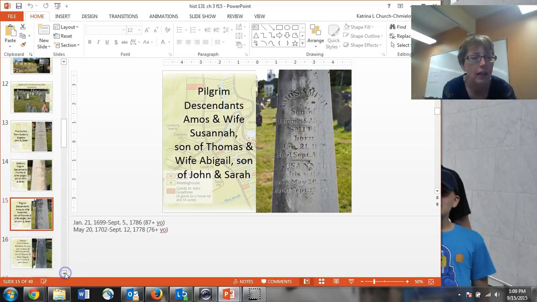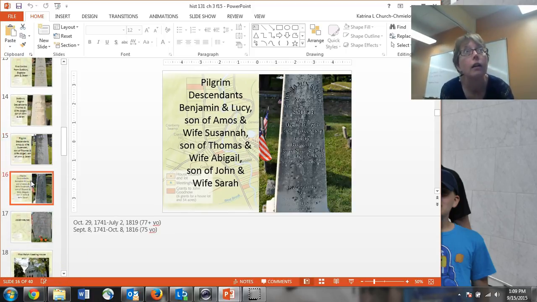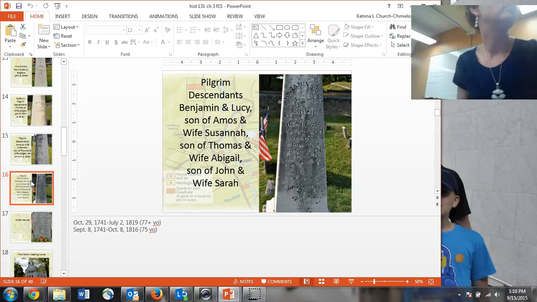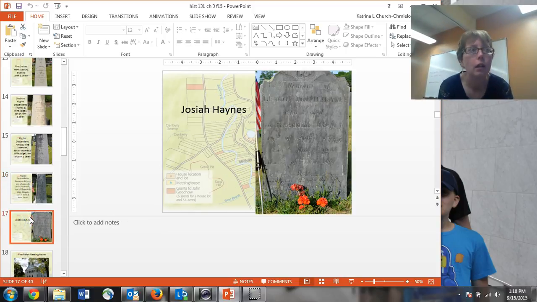And then you have on the fourth side of the monument, pilgrim descendants Benjamin and Lucy, of Amos and Susanna, of Thomas and Abigail, and of John and Sarah. Right? They were 77 and 75 when they died. So, you know, you go to some of the cemeteries in Alaska and you might find a few of these, but you're not going to find whole families generally in the cemeteries, especially of this old. Okay? And here's the first parish meeting house.